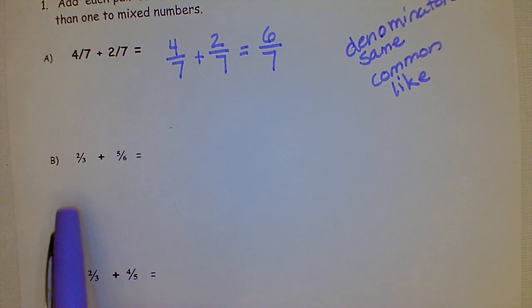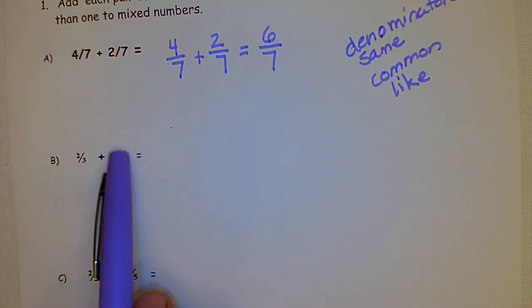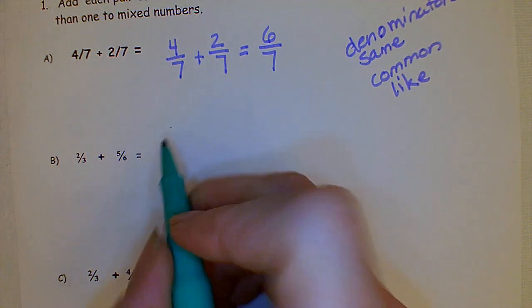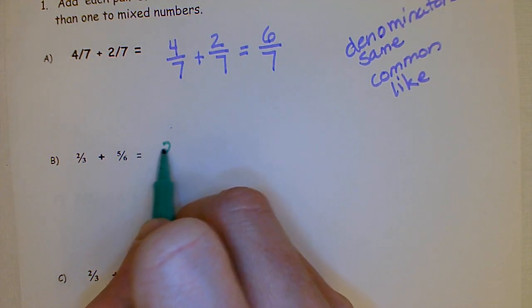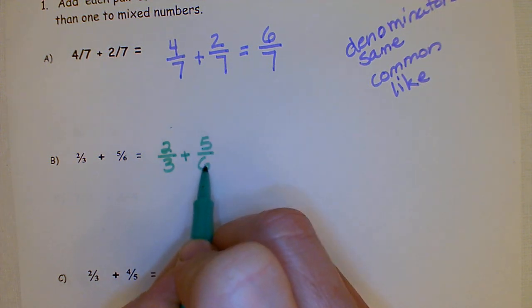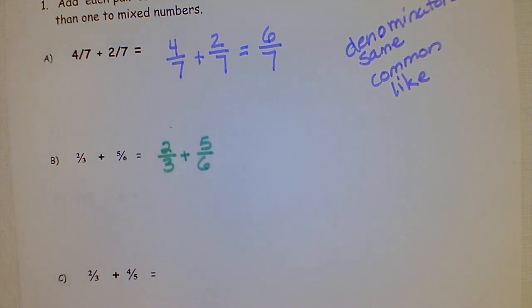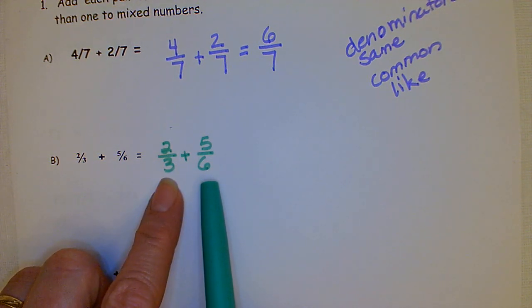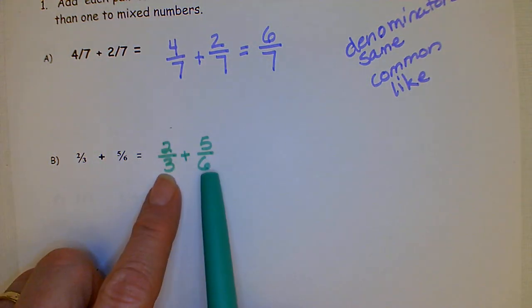So 1b is asking us to add 2/3 and 5/6. And again, I'm going to rewrite it in a way that you might like better. So I'm going to rewrite it as 2/3 plus 5/6. And when I look at this, clearly these denominators are different. 3 and 6 are not the same denominator. So the next question that I ask myself is, are they related or unrelated? So remember, question number 1, same or different? Here they were the same, here they're different.